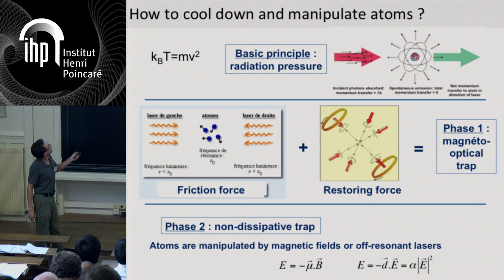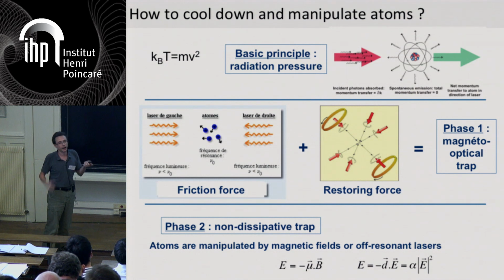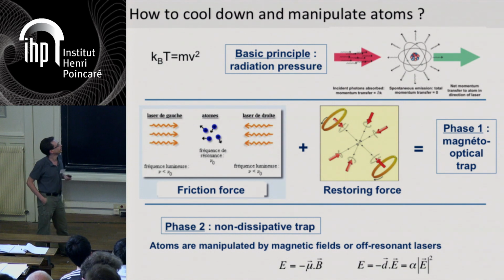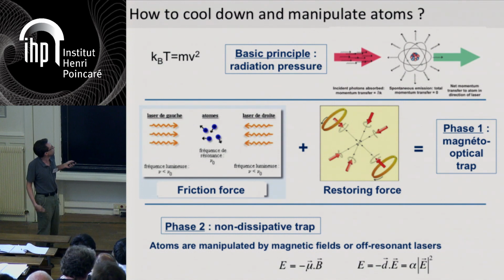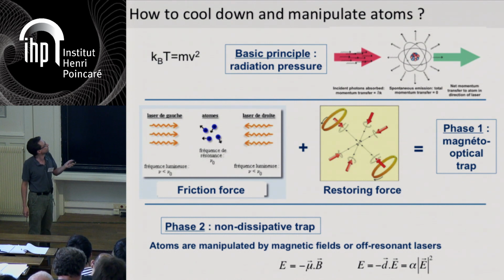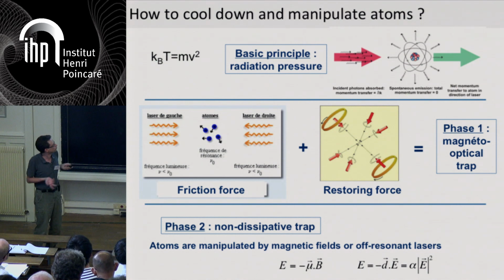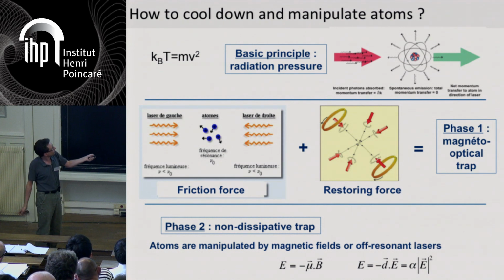So by combining these two ingredients, what you get is a magneto-optical trap, which is the basic ingredient for cold atom physics. And then usually what people do, at least some people, is to transfer these atoms from the magneto-optical trap into a non-dissipative trap in a second step to get rid of the noise associated with spontaneous emission from the magneto-optical trap. And for this, you have basically two possibilities. Either you act on the magnetic dipole or on the electric dipole of the atoms, which will be trapped either in a minimum of the B field or a minimum of the electric field.